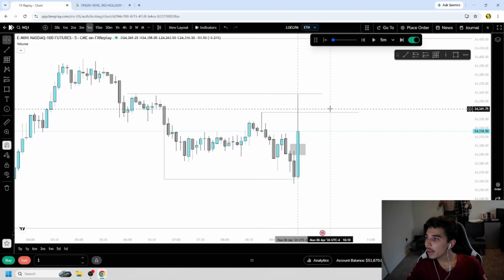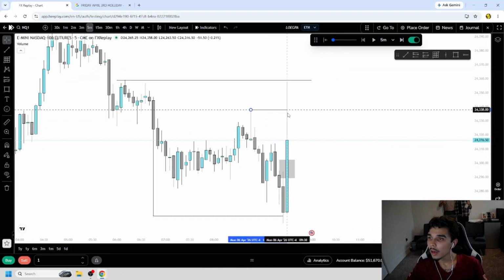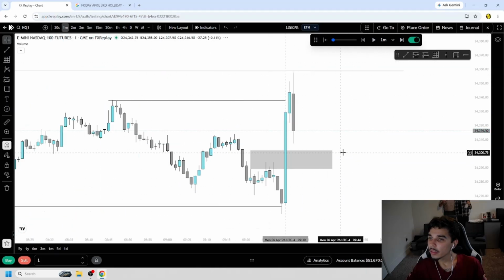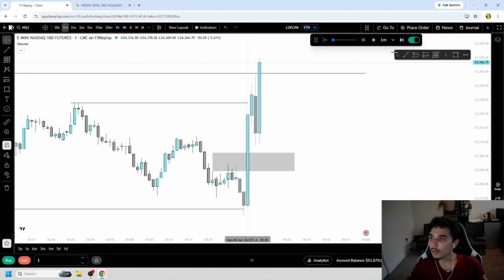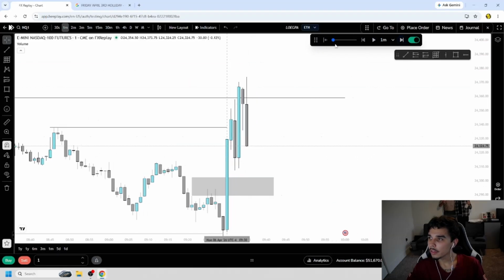Not really sure if I'm liking shorts here. I might sit out of shorts. I don't really like the target to protect the low. So we can go ahead and see if this plays out. Oh, no, it looks like, okay, we're just going to continue higher. Awesome. So maybe a continuation type day.